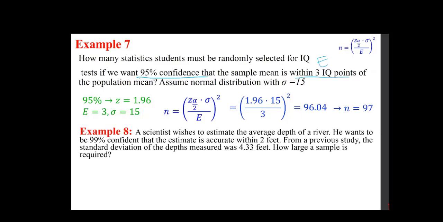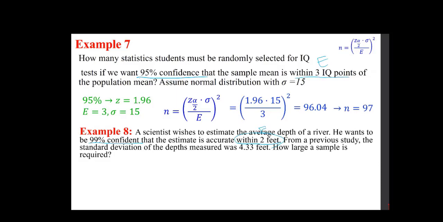A scientist wishes to estimate the average depth of a river. He wants to be 99% confident that the estimate is accurate within 2 feet. From a previous study, the standard deviation of the depths measured was 4.33 feet. How large a sample is required? 99% confident. So we want a 99% confidence interval, and that obviously is one of those common ones, and within 2 feet, that's the maximum error or margin of error E.